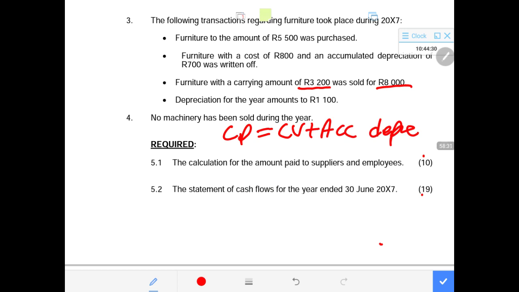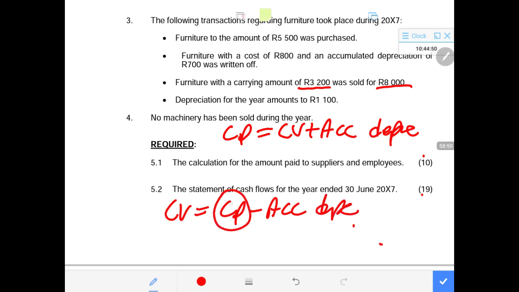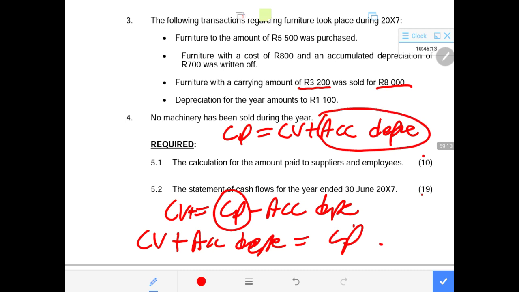That means if we can get to the depreciation of this furniture, we add it back to the carrying value, it will give us the cost price. Why am I saying this? Because the carrying value equals cost price minus accumulated depreciation. So that means the cost price is equal to carrying value plus accumulated depreciation. Let us say carrying value plus accumulated depreciation equals cost price. So I took the accumulated depreciation to cross over the equal sign. So that's why I'm saying, if we can get accumulated depreciation for this asset, we add to the carrying value, it will give us the cost price of the asset.